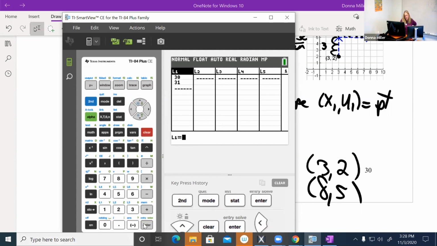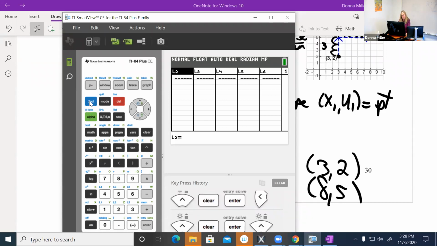Do not hit delete, all right? If you hit delete, the list will go away. I'll just show you what happens. If I go up here and I hit delete, see my L1 is now gone, right? And you're like, how do I get it back? Get it back by resetting the calculator.